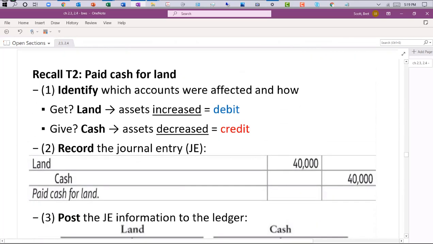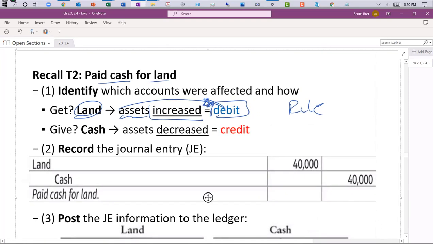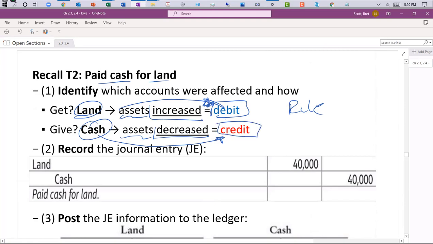Transaction number 2, we paid cash for land. What did we get? We got land. Land is an asset. That account increased. Therefore, the rule says to debit the land account. What did we give? We gave cash. Cash is an asset. That account decreased. The rule says credit that asset account. It takes a little while, but eventually you get there.